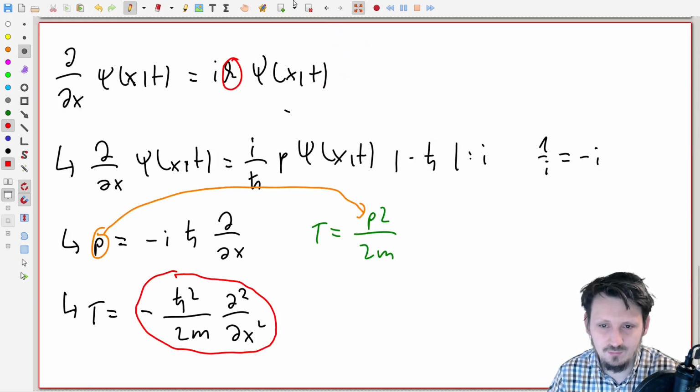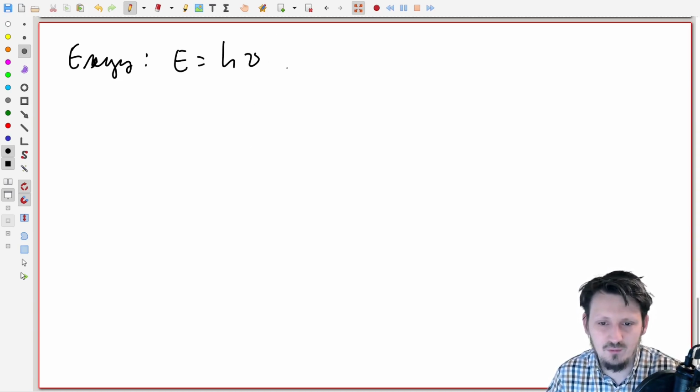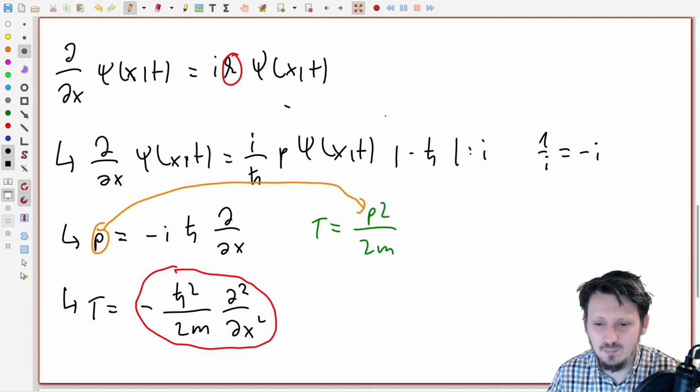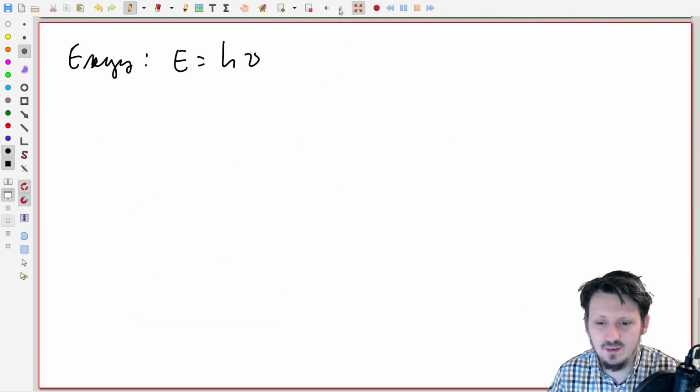And for that we start with maybe a new page, and the energy. This is of course always given as the Planck constant times the frequency, times nu, or you can also call it f, of course. And now we want to get a relation between this omega in the wave function that was given here, and the energy. So what we can do is replace nu with the angular frequency. So we can say omega is 2 pi times the frequency nu.